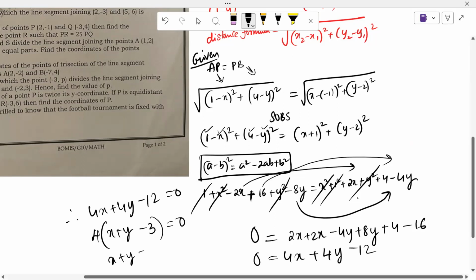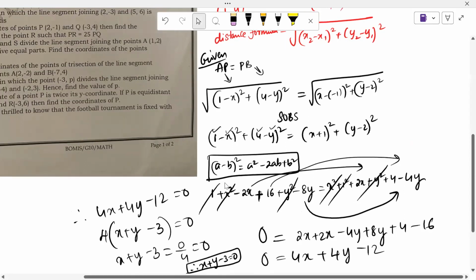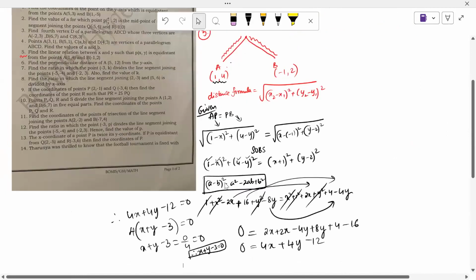So x plus y minus 3 is equal to, when you bring 4 to there, it becomes 0 by 4, 0. Therefore, x plus y minus 3 equal to 0. So this is the linear relation, or linear equation, between the points.